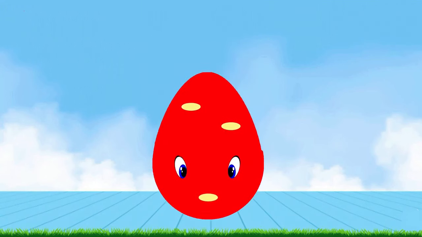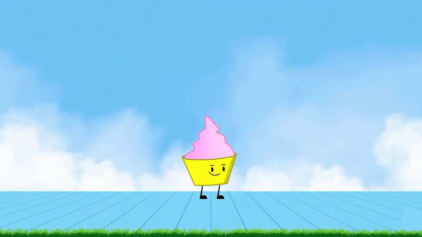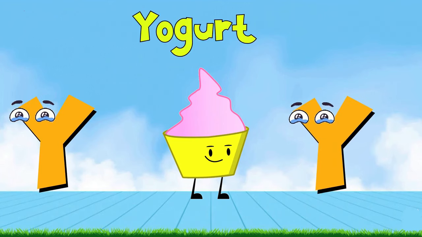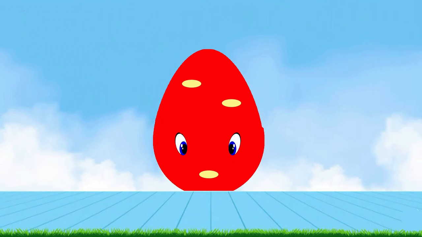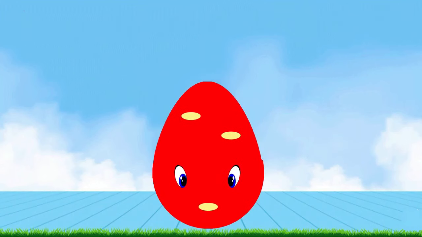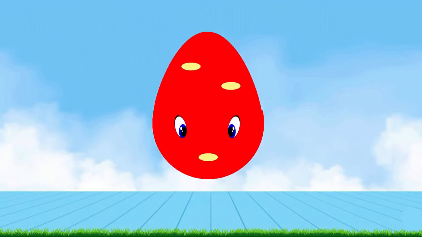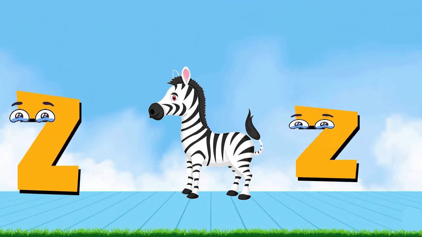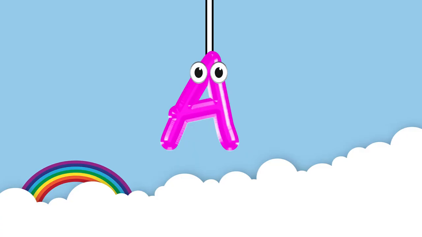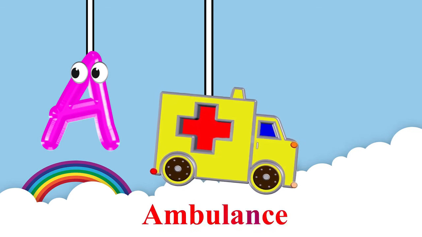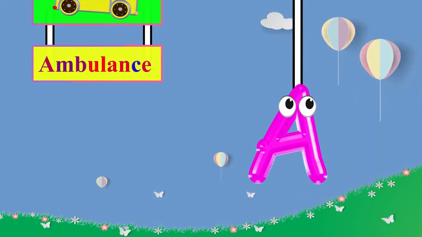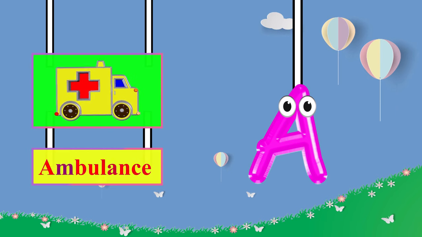Y is for yogurt. Yogurt. Z is for zebra. A is for ambulance. A is for ambulance.